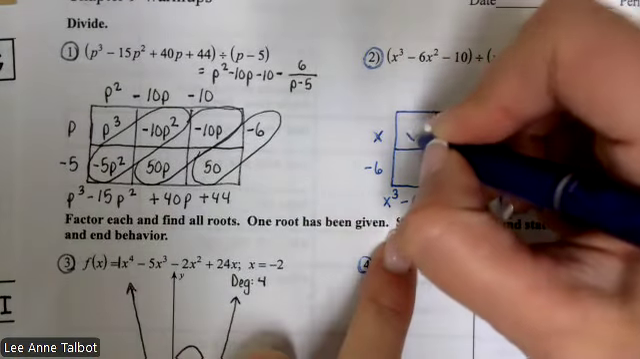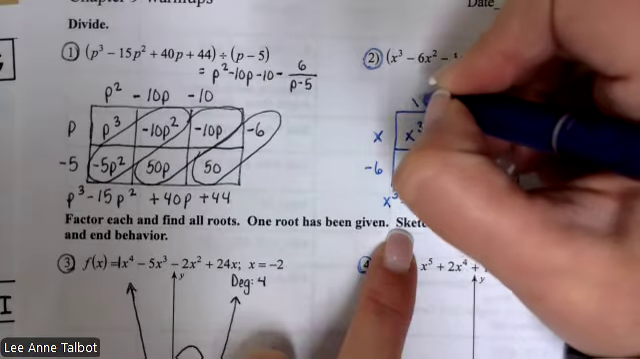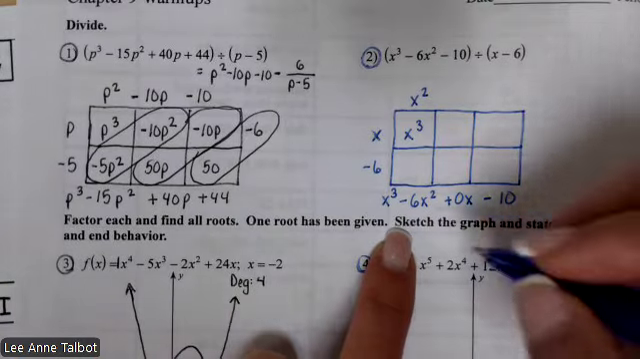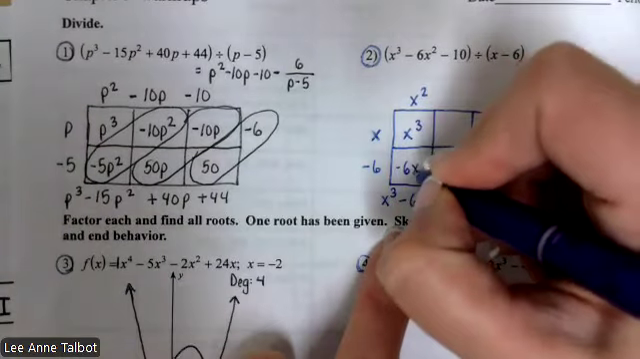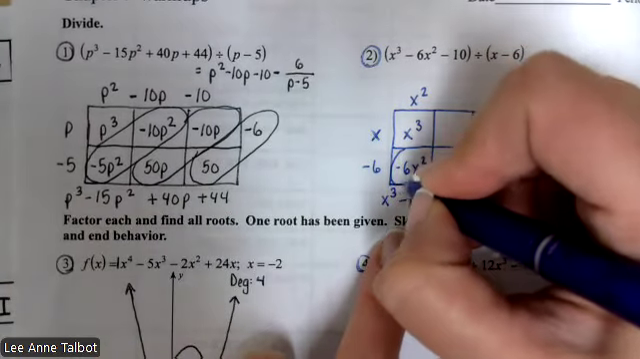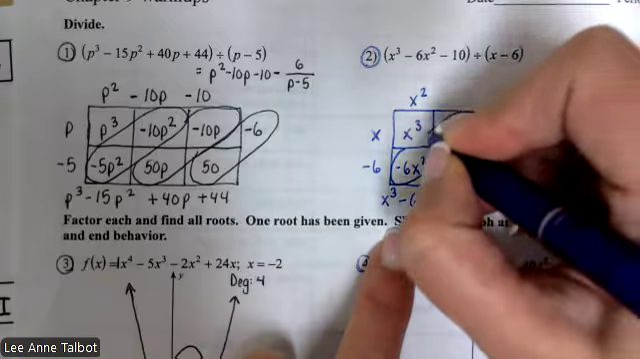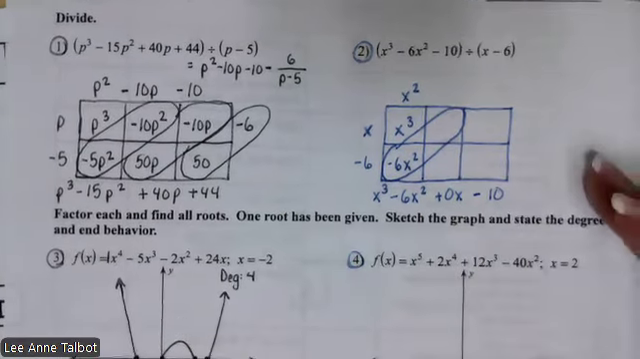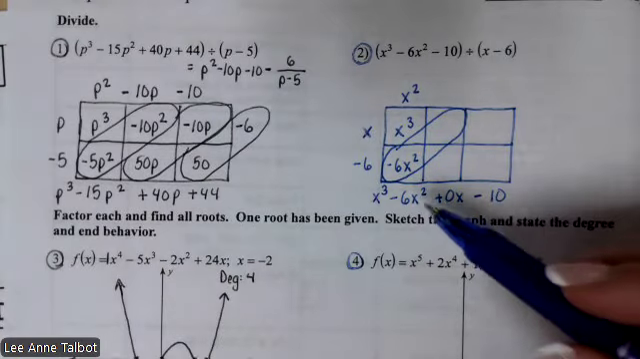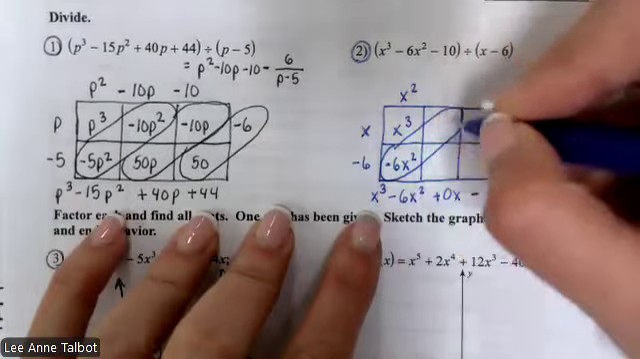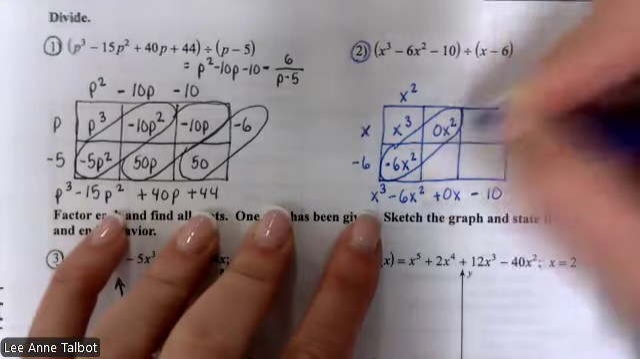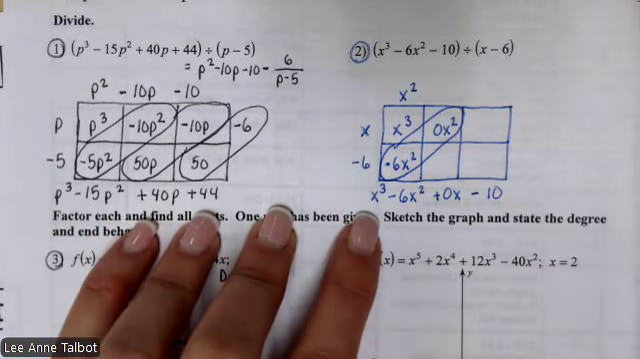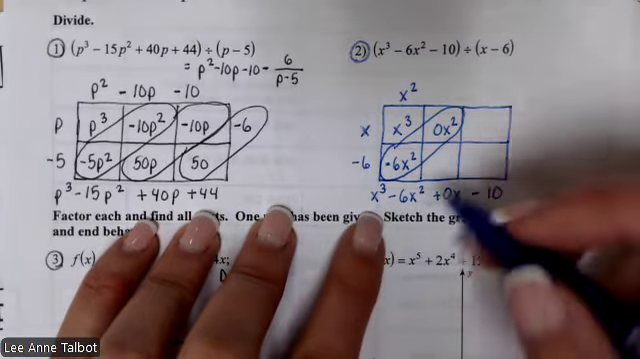Okay, x cubed, x squared, negative 6x squared. Okay, and I have negative 6x squared already, so I'm going to put 0x squared here. You can put just 0 if you want, but I find it easiest to keep the variables the same.